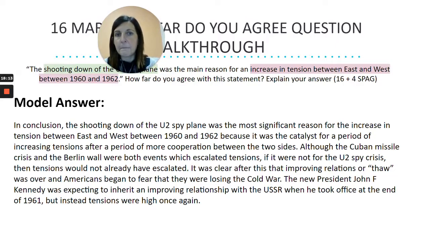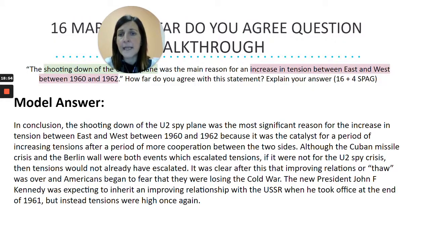And here's my conclusion. In conclusion, the shooting down of the U-2 spy plane was the most significant reason for the increase in tension because it was the catalyst for a period of increasing tensions after a period of more cooperation. Although the Cuban Missile Crisis and the Berlin Wall were both events which escalated tensions, so I'm not denying that those events did increase tensions, but if it wasn't for the U-2 spy crisis, tensions would not already have been at a height. It was clear after this that the improving relations or thaw was over, and America after that began to feel they were losing the Cold War.